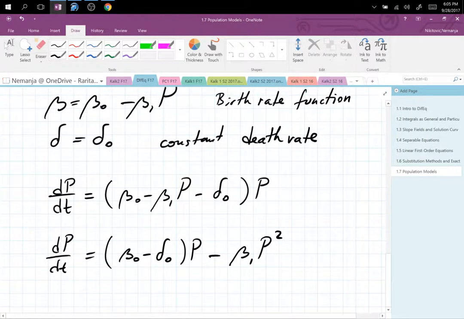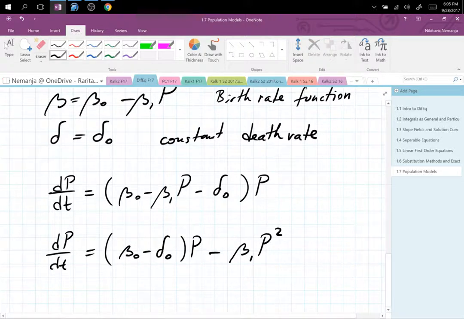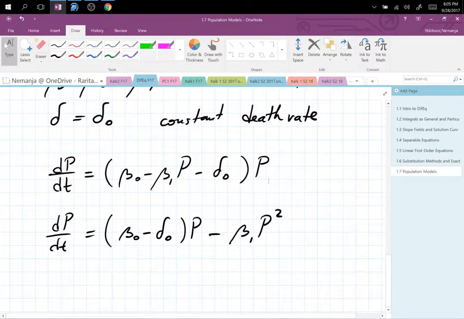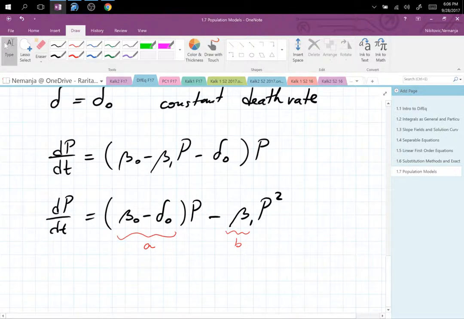Did you just distribute through? Yes, and I put these together, times P. Yeah, there we go. Now, we are going to call this a new A and B, both of which will be larger than 0.